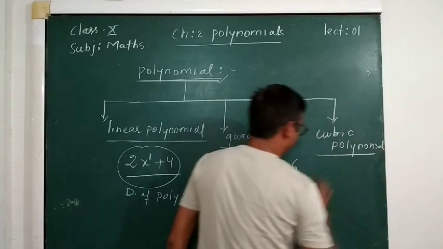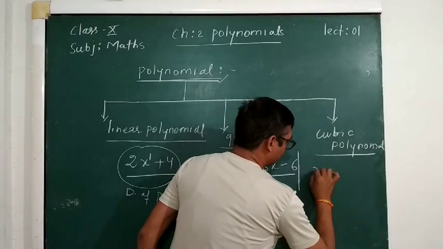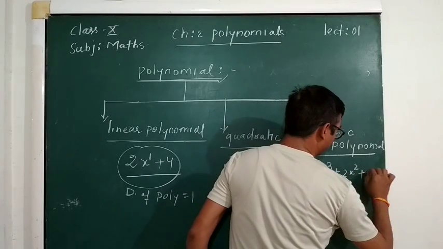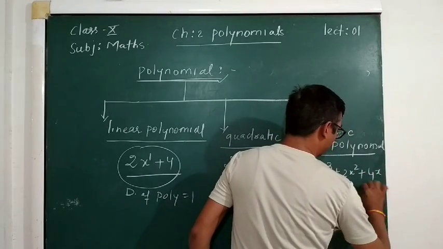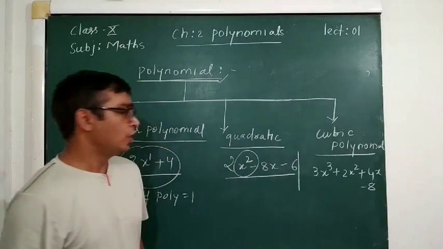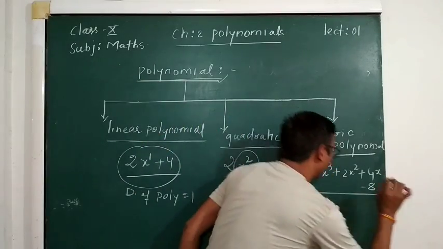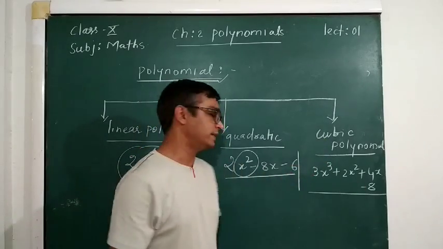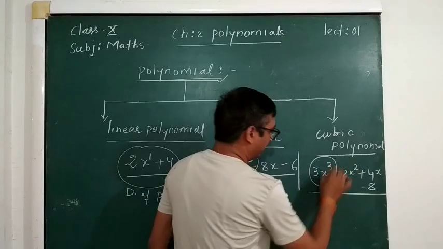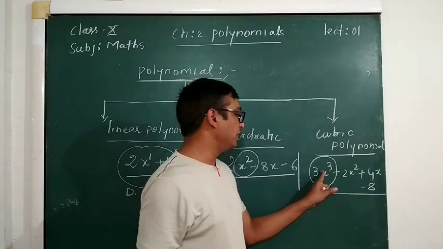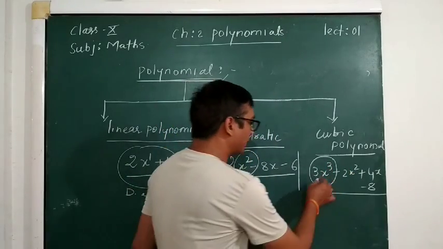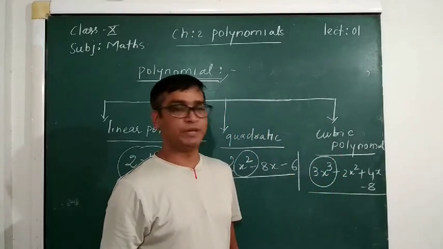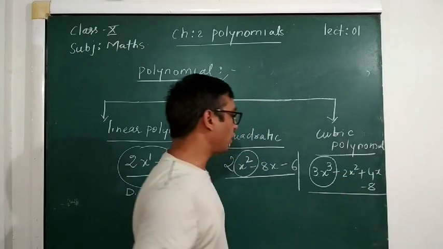Cubic polynomials means, suppose it is 3x cube plus 2x square plus 4x minus 8. This is written. So what kind of polynomial do we call it? Whatever the maximum degree of polynomial is there, you can say here that the maximum degree of the polynomial is 3. So we will call it a cubic polynomial.